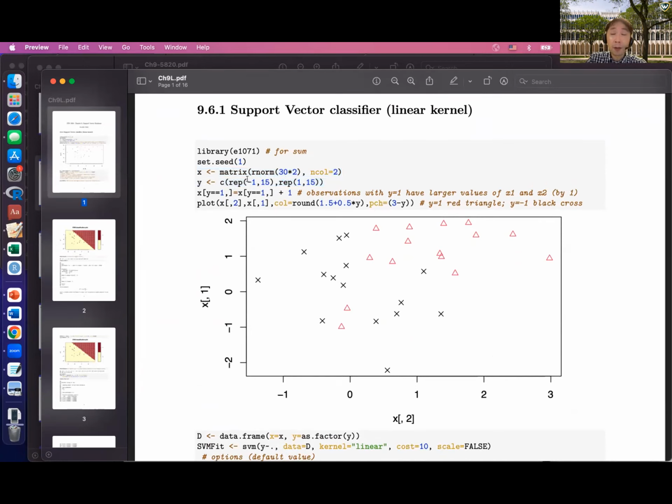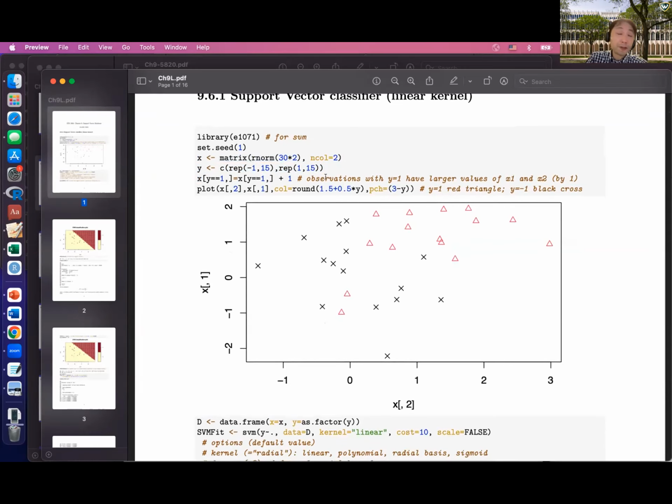So for the first 15 observations, the label is -1. And for the other 15, the label is 1. If we just randomly generated these 30 points, then of course we cannot distinguish them. So in such a case, we cannot really distinguish them.